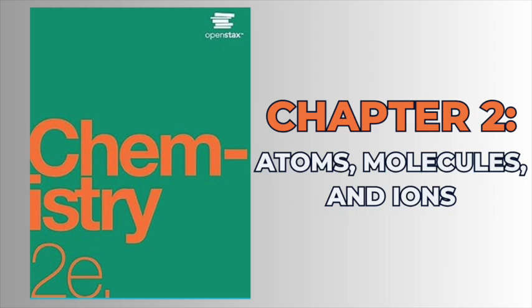Example 2.6. Empirical and molecular formulas. Molecules of glucose, blood sugar, contain 6 carbon atoms, 12 hydrogen atoms, and 6 oxygen atoms. What are the molecular and empirical formulas of glucose? Solution. The molecular formula is C6H12O6 because one molecule actually contains 6 C, 12 H, and 6 O atoms. The simplest whole number ratio of C to H to O atoms in glucose is 1 to 2 to 1, so the empirical formula is CH2O.